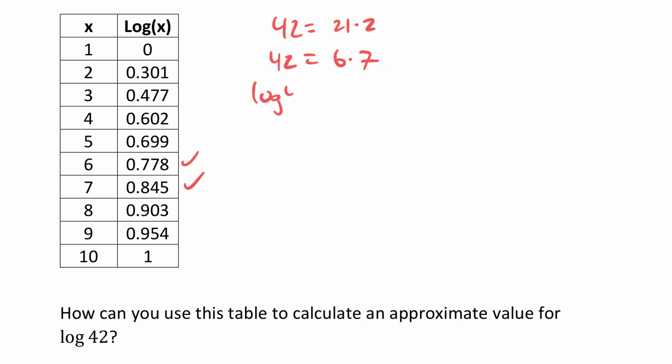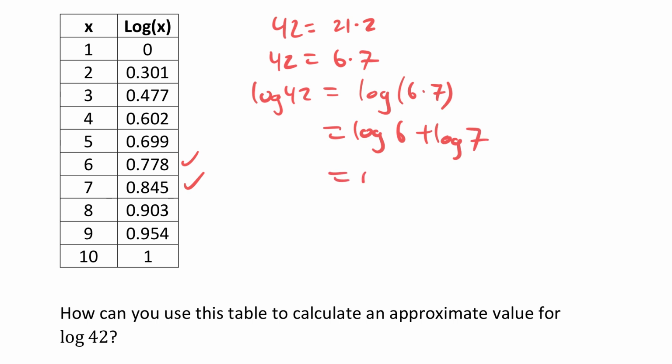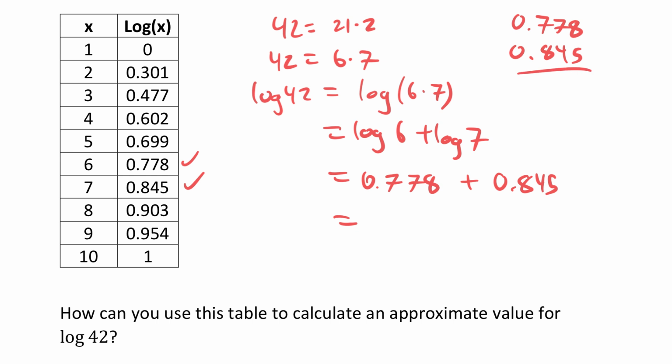So we need to rewrite the 42 as numbers we have access to. So now we can write log 42, which is log 6 times 7. Use our log rule to write it as log 6 plus log 7. Look up the 6 as 0.778. Look up the 7 as 0.845. And then we combine those values. Again, I'll show you one more example. After this, just do the addition on your own. But we'll do one more just to make sure you're good here.